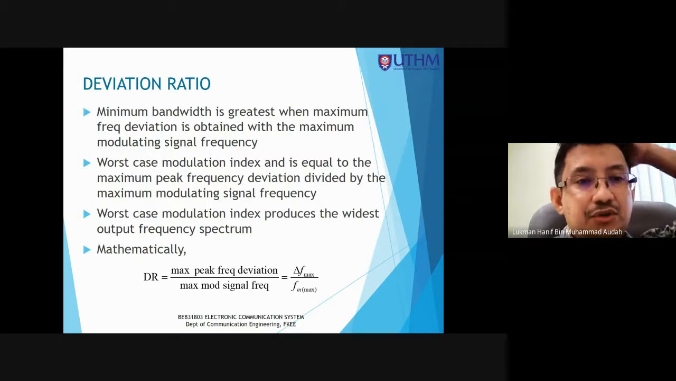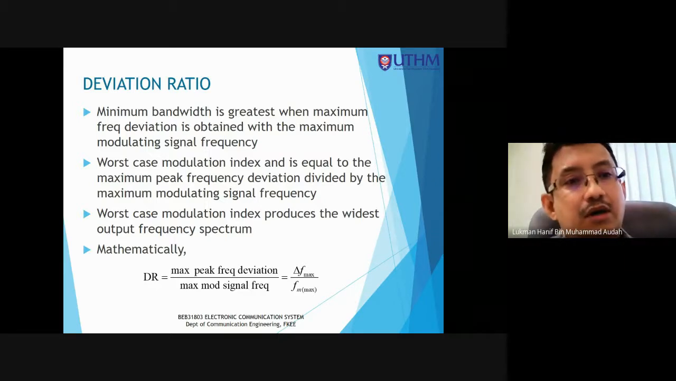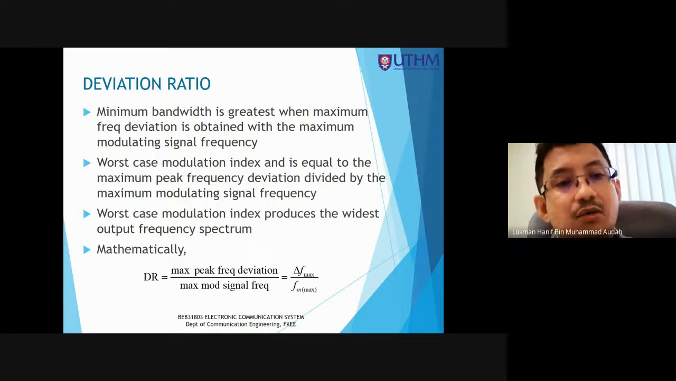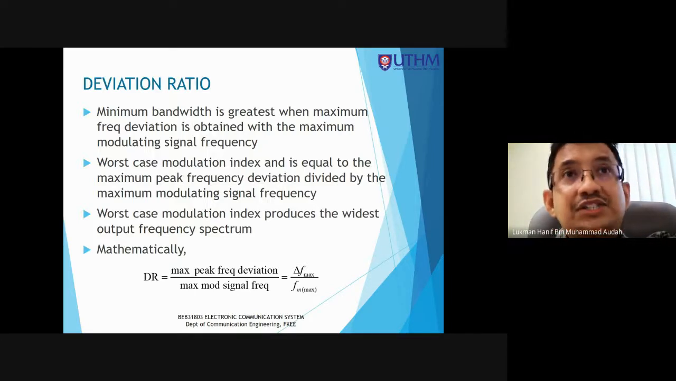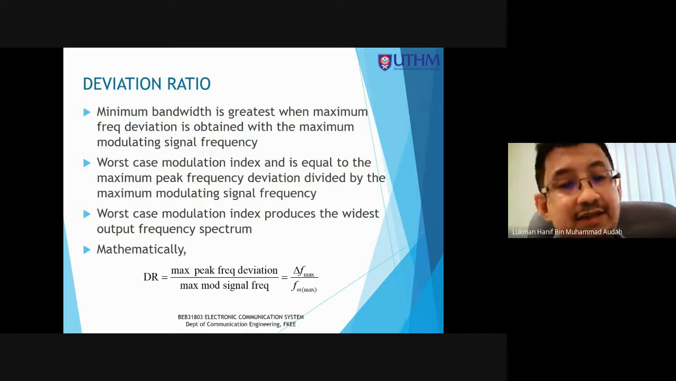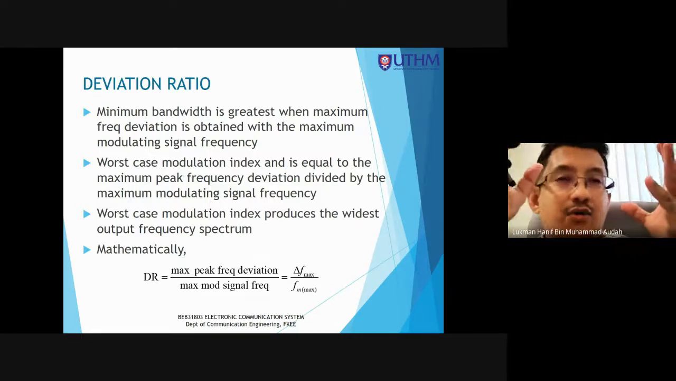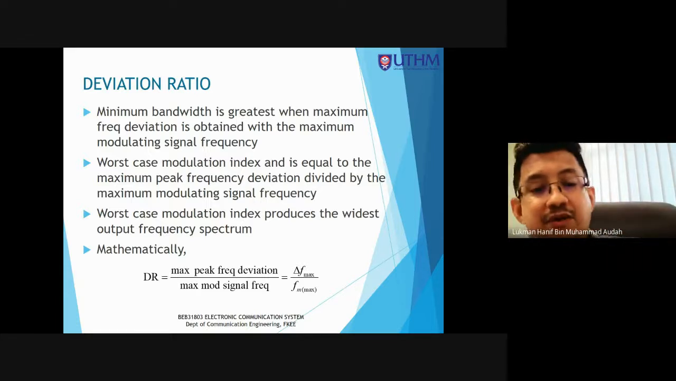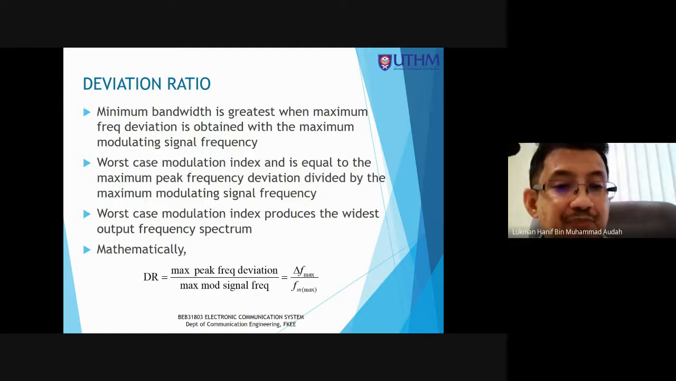Okay, deviation ratio is the minimum bandwidth. So, deviation ratio is actually the worst case modulation index. Deviation ratio ini adalah worst case modulation index, bermakna modulation index yang tertinggi yang boleh dihasilkan. Deviation ratio ini juga menyatakan keadaan worst case yang mana pada ketika itu bandwidth adalah paling besar disebabkan oleh modulation index adalah maksimum.